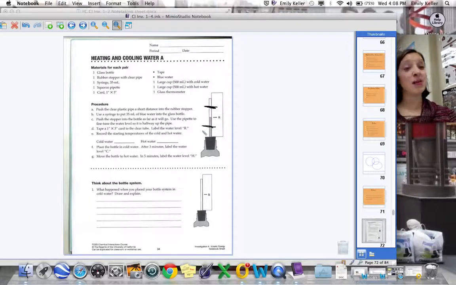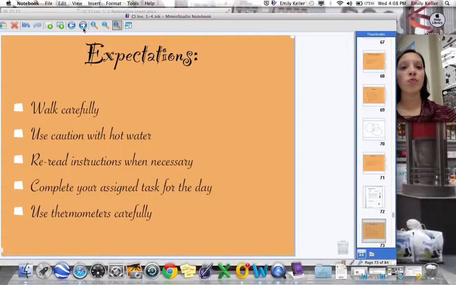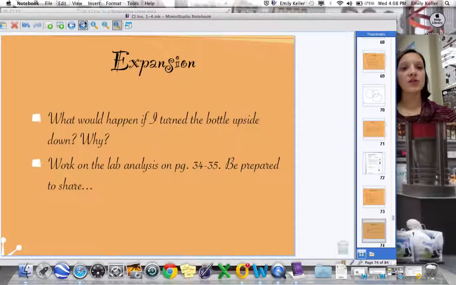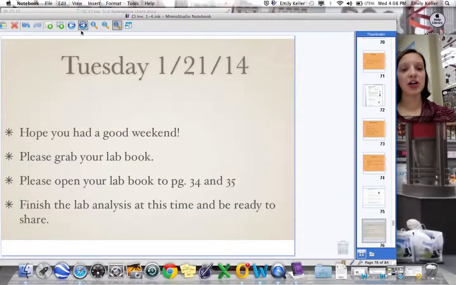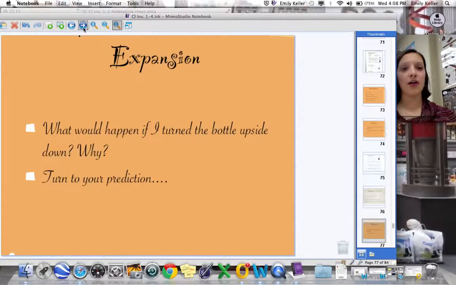So basically we made a thermometer in class. This is kind of how thermometers work in a little bit more detail, and you'll be reading about those. So expansion and contraction is kind of what we're talking about there with liquids.